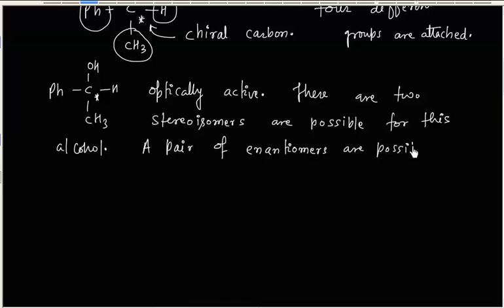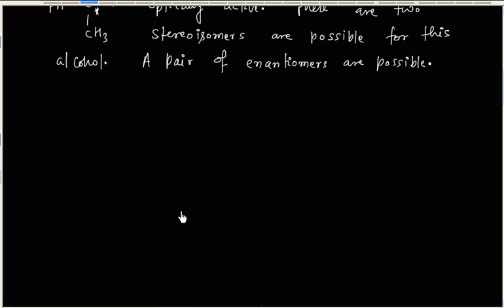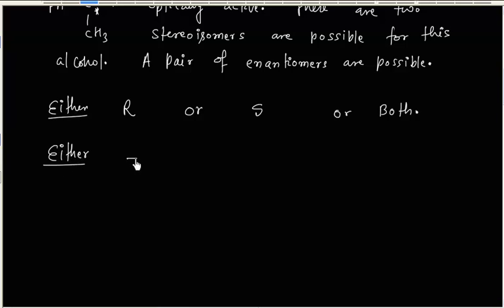Now the question is, which enantiomer will be formed in this reaction? Either R configuration or S configuration will be formed, or both will be formed. The same thing we can say in terms of optical rotation: either plus optical rotation or minus optical rotation, or we can have plus as well as minus, both.